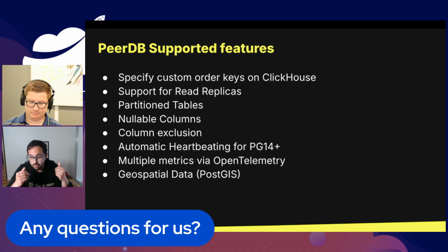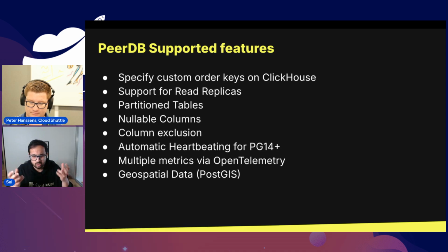We also support streaming of geospatial data. In regards to types, we are very native. We try to put arrays as arrays on ClickHouse. We support more composite types, like geospatial data types and all of that. So yeah, next, Peter.